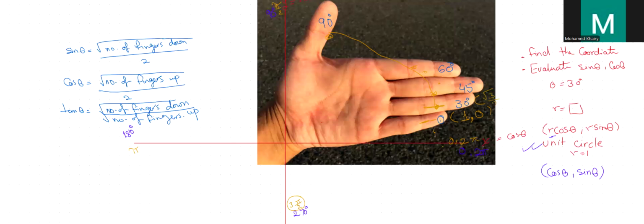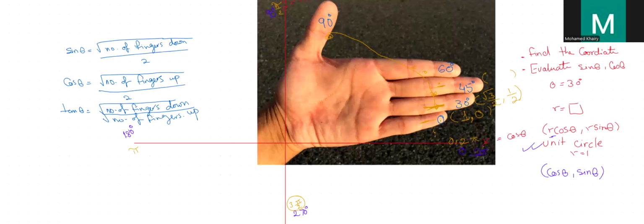And sine, how many fingers down under this one? 1, excellent. So it's going to be radical 1, which is 1 over 2. Pay attention here, both are positive because for cosine we have the right side, and for sine we have the upper part. Continue for 45. This is 45.